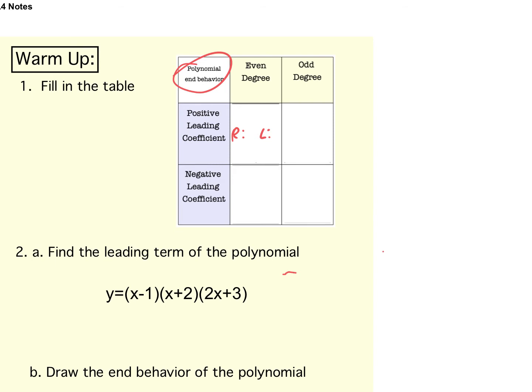All right, so if it's even degree, then it's going to be the same on both sides. I'm just going to write "same" up here because that's what that means. Every time you have an even degree, they're going to be the same on both sides. Odd degree, they're going to be different.